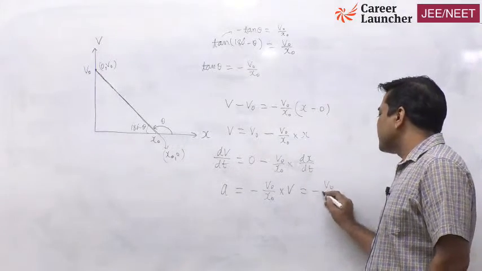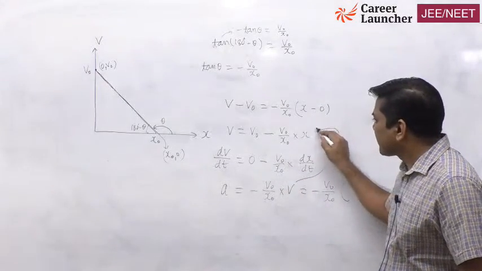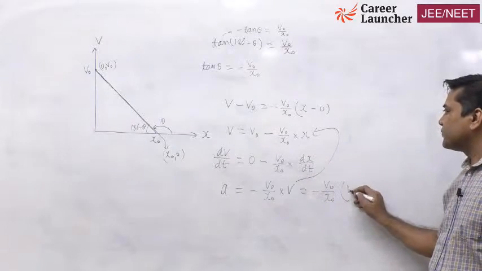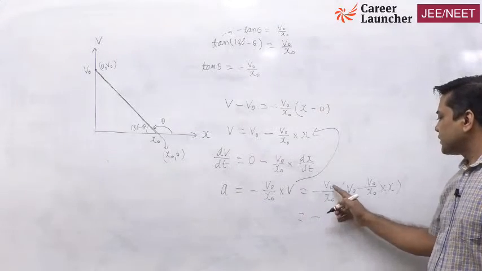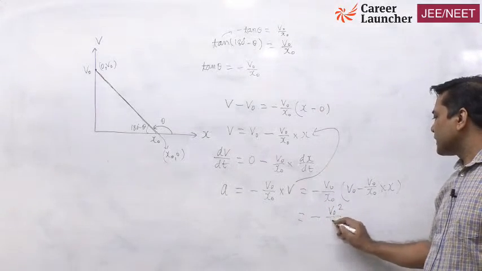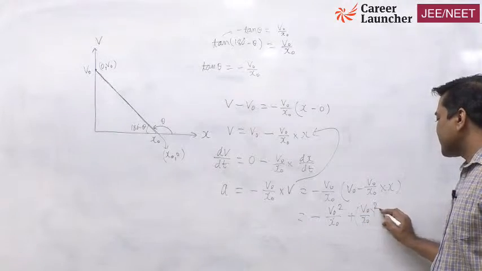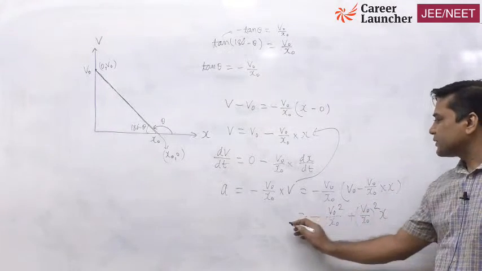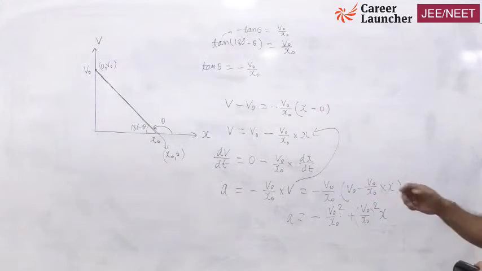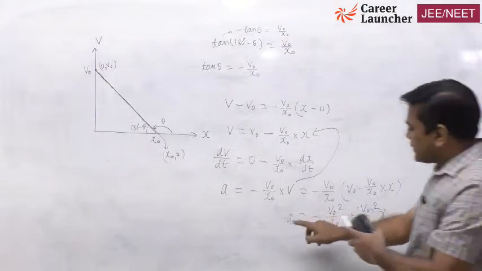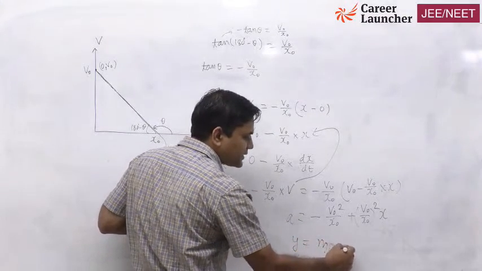You can substitute the value of V, which I have written from here. You can see here the value of V. If you want, I can just draw this arrow. Substitute it here. So this becomes V naught minus V naught by x naught into x, which is minus V naught square by x naught, minus V naught by x naught the whole square, this becomes plus, into x. Check the calculation. And then this is an equation of a straight line because it is in the form y equals mx plus c.